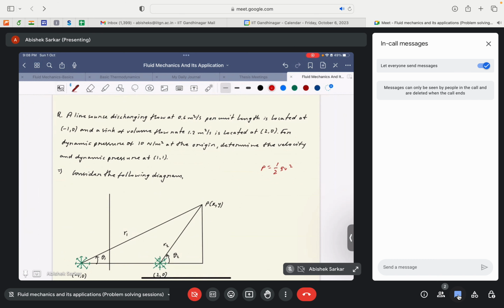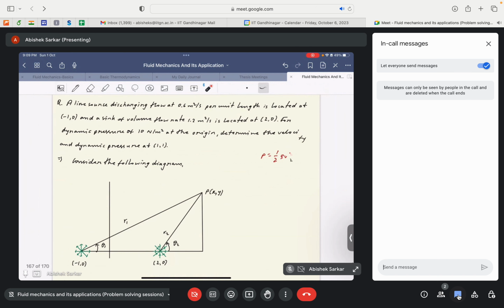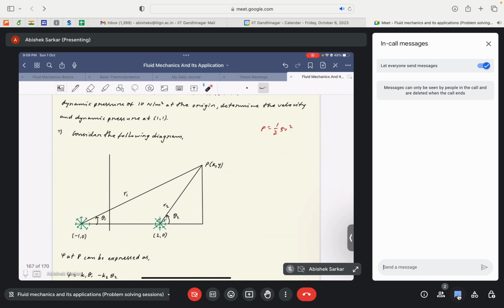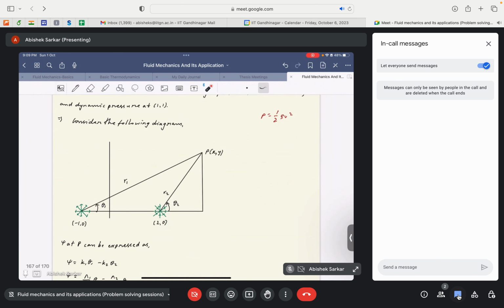And it's told that at the origin the dynamic pressure is equal to 10 Newton per meter square. But here rho is not given. So first you need to determine rho from this dynamic pressure, and then once rho is known, just substitute, obtain the value of velocity at point 1 and 1, then find the value of dynamic pressure at point 1 and 1. I guess the algorithm is known, how to approach the problem.